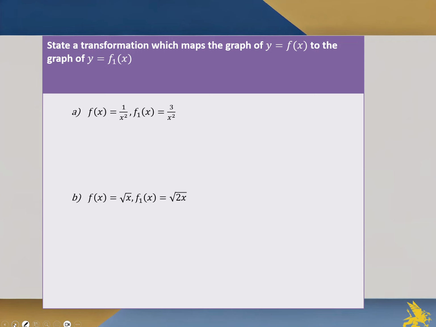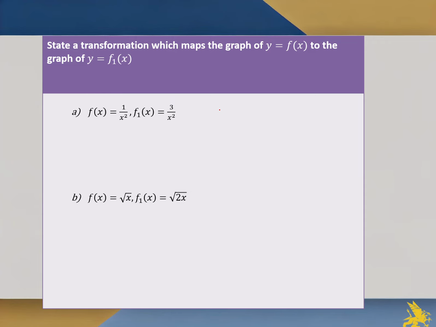We've got a couple more questions, and this is just making sure that we're going over everything that you'll need. So this part here is now just stating what is the transformation which maps the graph of y equals f of x to the new graph f1 of x. So we've got a 3 up the top. Straight away I know, I'm just going to write it down. I like to rewrite it sometimes just so we can have a look.